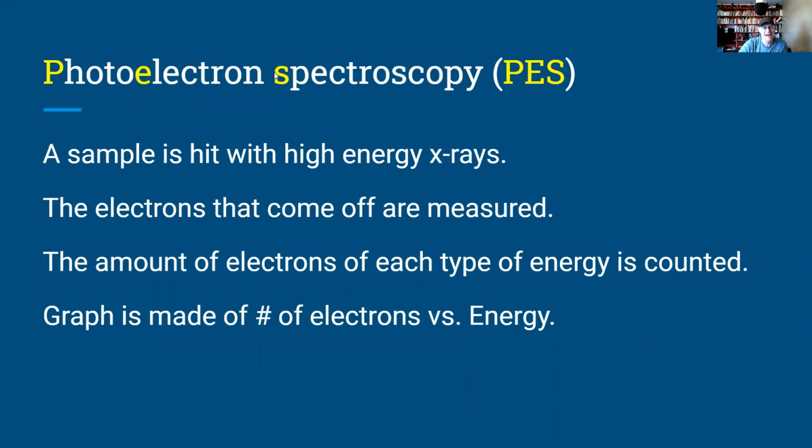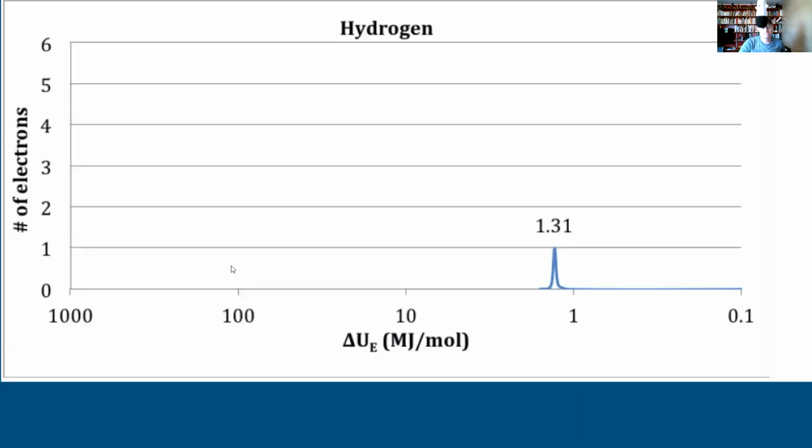So PES, photoelectron spectroscopy. This is when you take a sample and you stick it inside of the machine and you hit it with high energy X-rays. The electrons that come off are measured, so we can figure out how fast they were going, how much energy they had. And we're going to count how many of each of those types of electrons are going to come off. Then you make a graph of it, and the graph is going to be number of electrons versus energy.